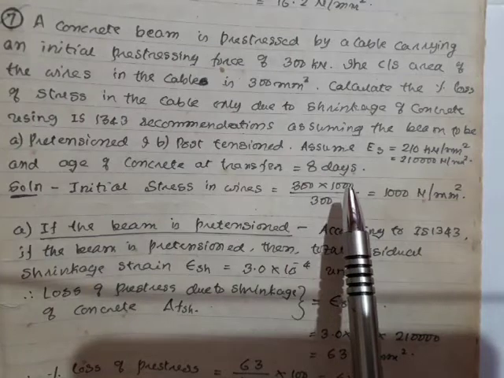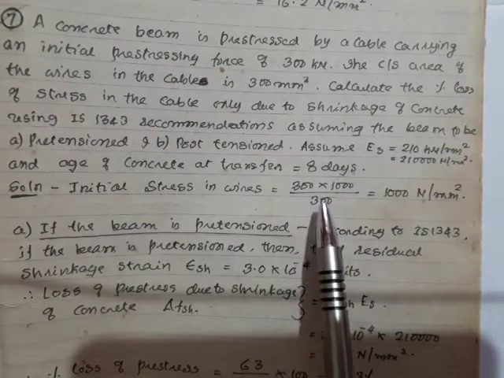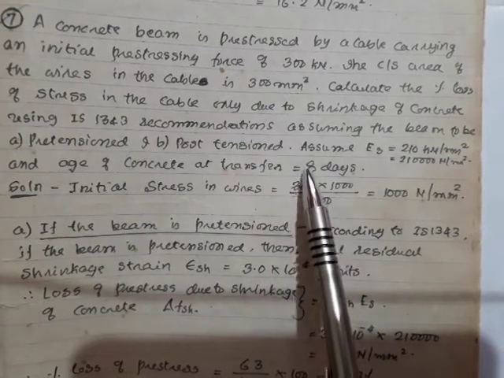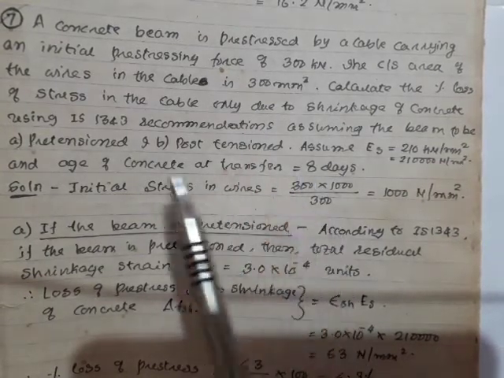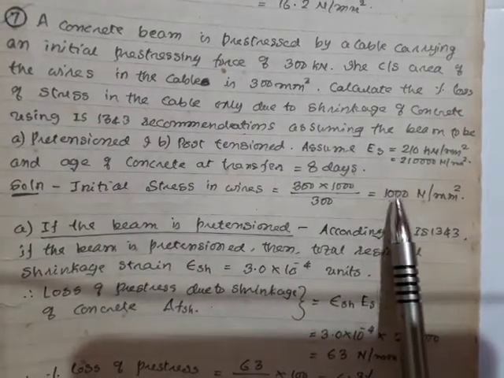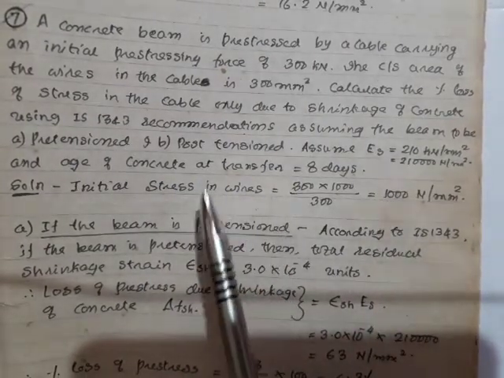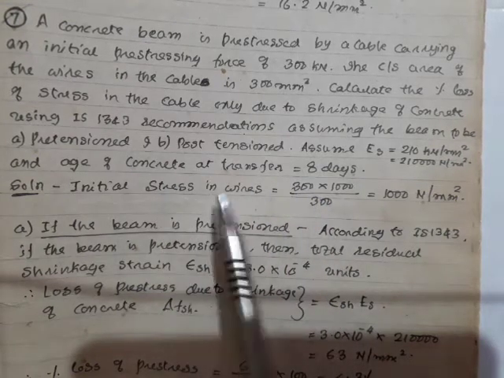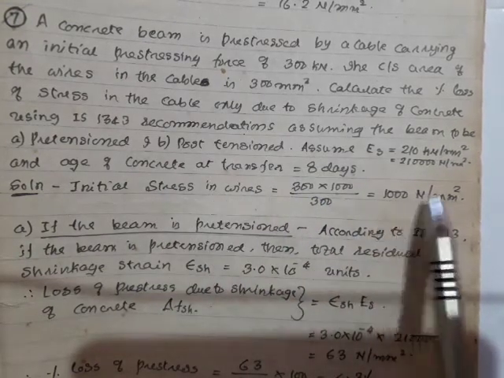To convert it into newton, multiply by 1000 and divide by the area of steel. Area of steel is also 300. So Fs by As will give me the stress. Force by area will give me the initial pre-stress in the wires. So it is 1000 Newton per mm square.